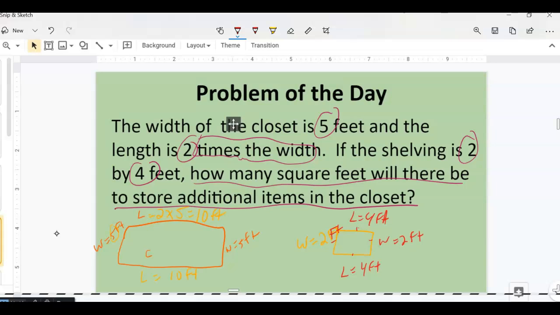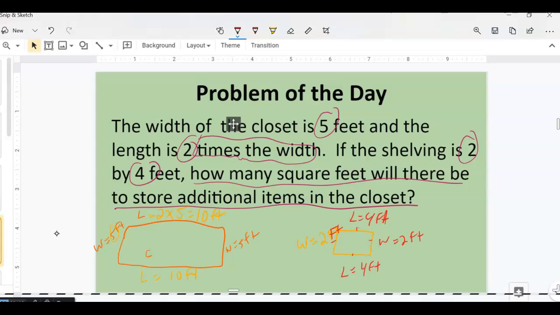How many square feet will there be to store additional items in the closet? So how much is left over? Now, in order to figure out what's left over, we need to know what is the actual area of the closet and what is the area of the shelving. So what's the area of the closet? What's the area of the shelving? Once we figure both of those out, when we find the difference, then we'll have our answer.